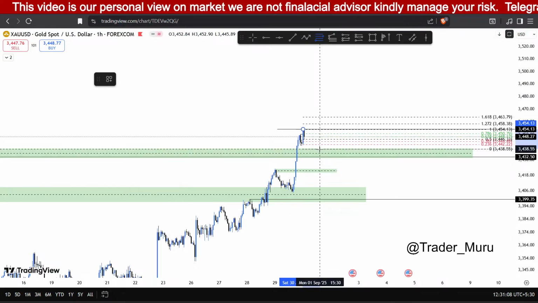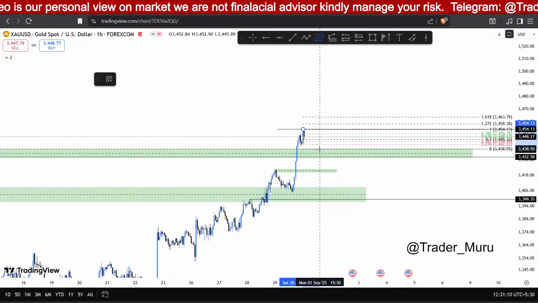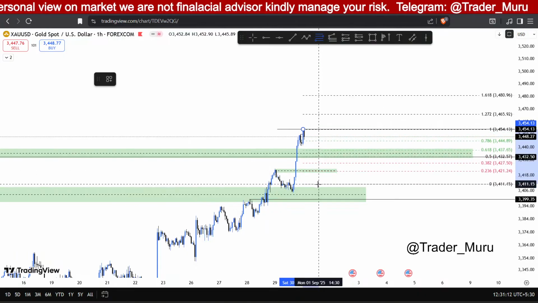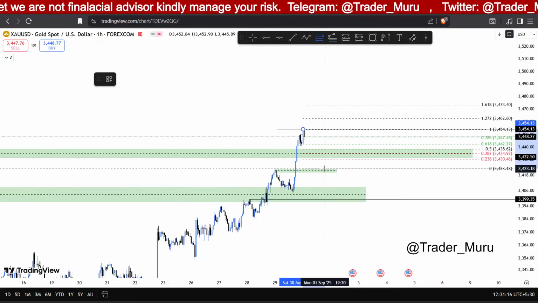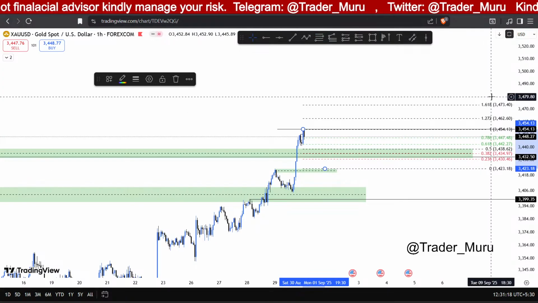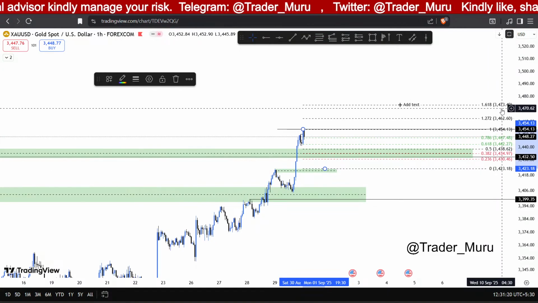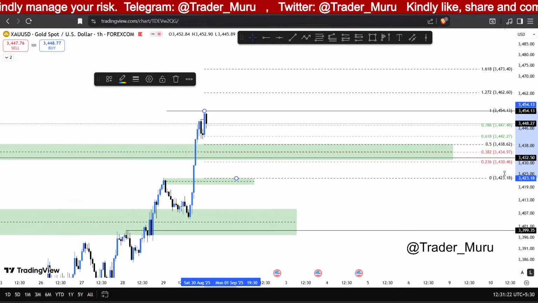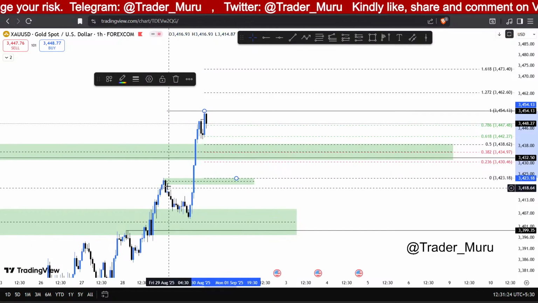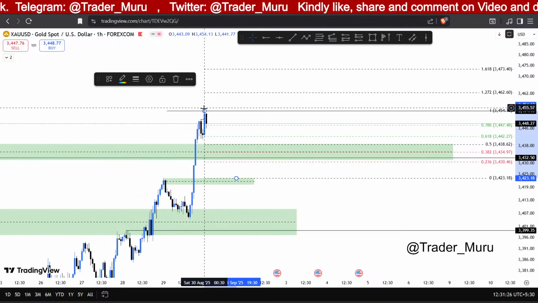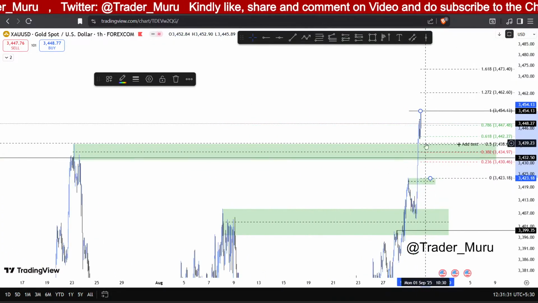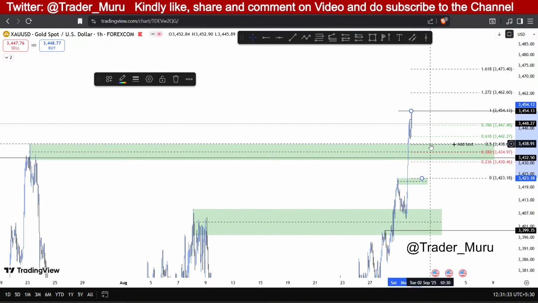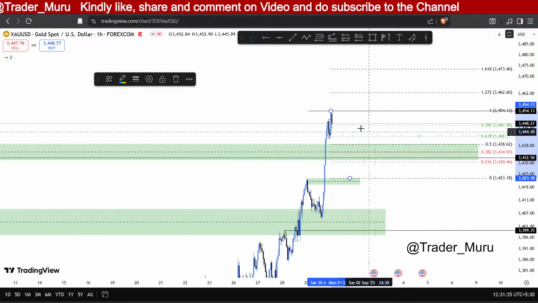if price pumps from here, then your target will be 3463, and if price retraces to this area, then your target will be 3473. So this is one of the best areas to buy if price retraces to this area, and if not, then we will be buying from here after watching some candlestick confirmations.